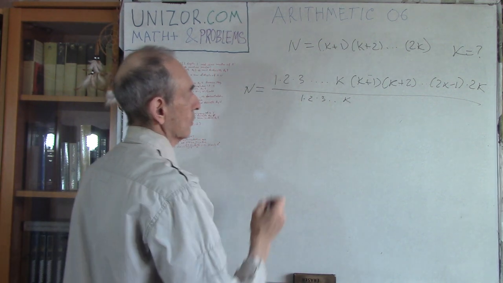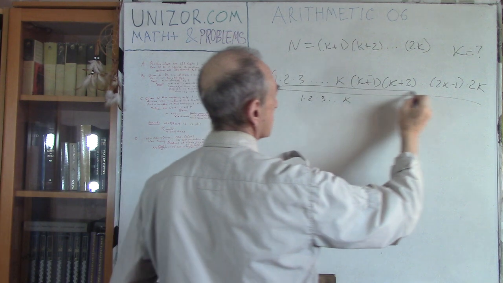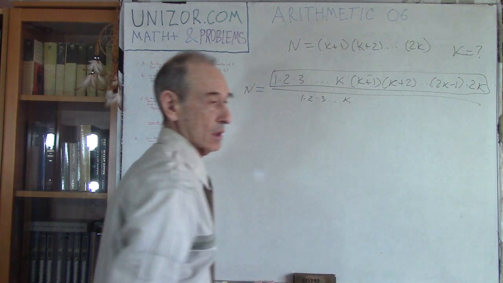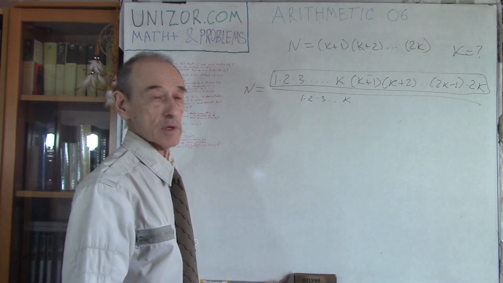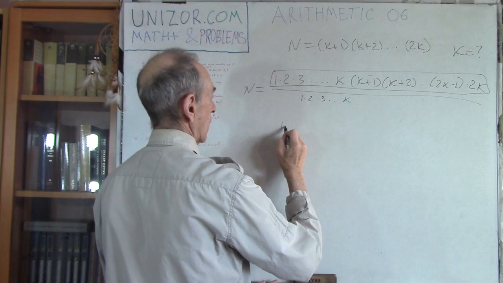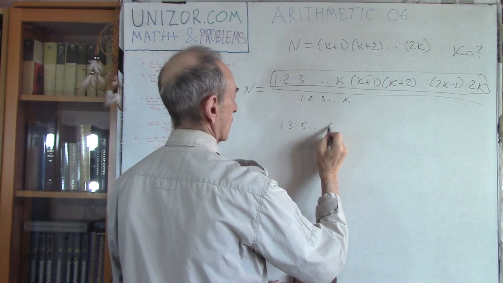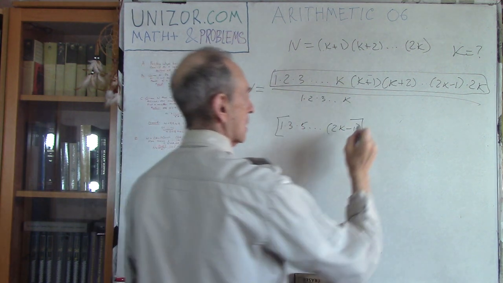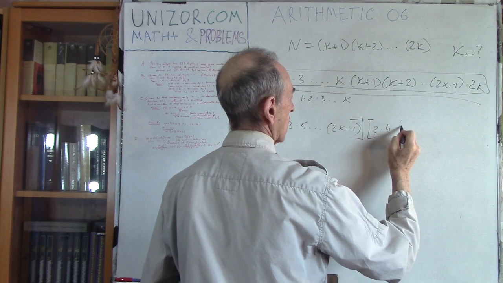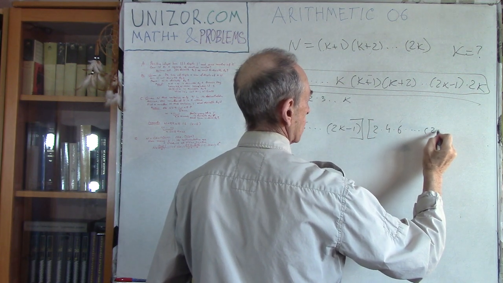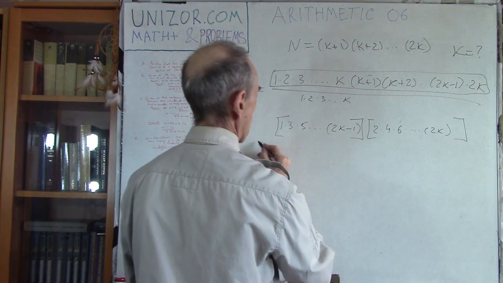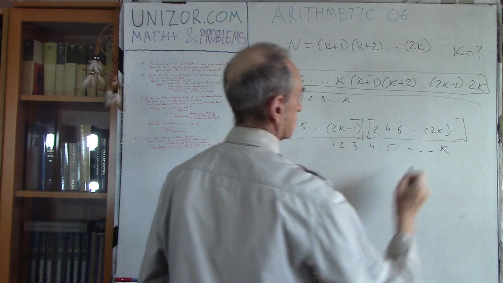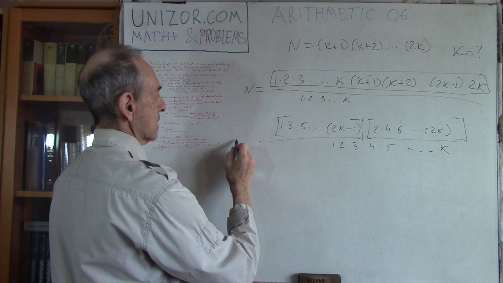Great. Now, the numerator has all the numbers from 1 to 2k. There are odd numbers and there are even numbers. So let's just separate them. 1, 3, 5, etc., 2k minus 1, that's odd numbers, and even numbers 2, 4, 6, etc., 2k. And still divide by 1, 2, 3, 4, 5, k. That's the same thing, right? It's equal.